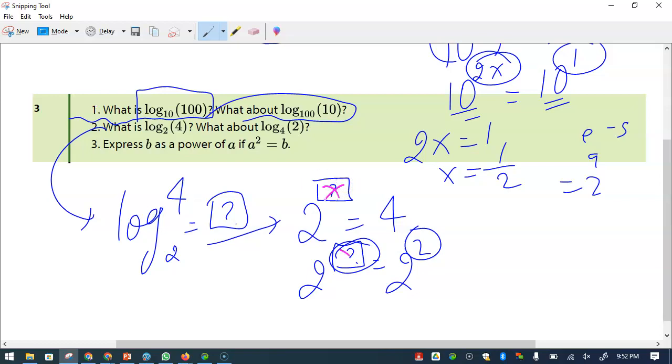So let's see. If you don't know, you just put an x. So this x has to be 2. So x is 2 and you're done. See how they trick us with this.